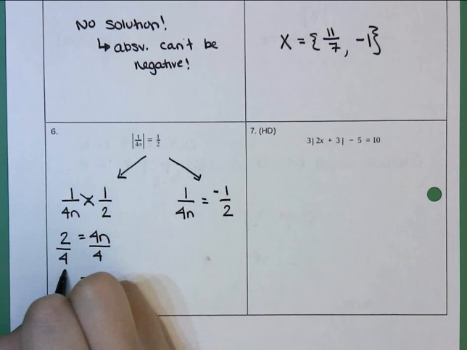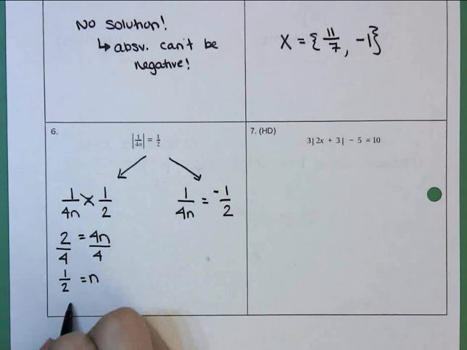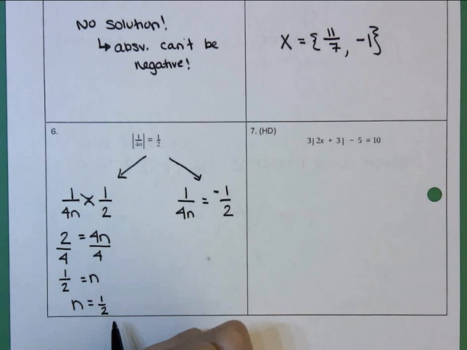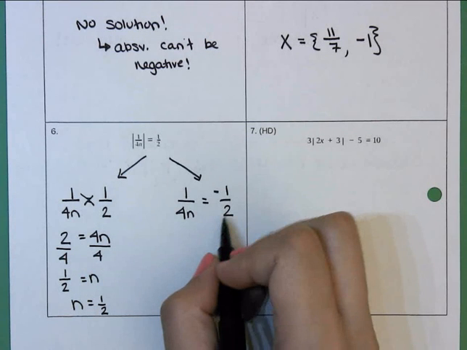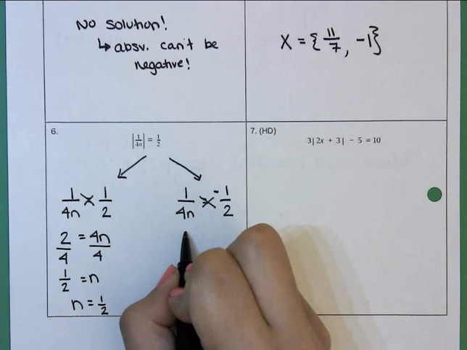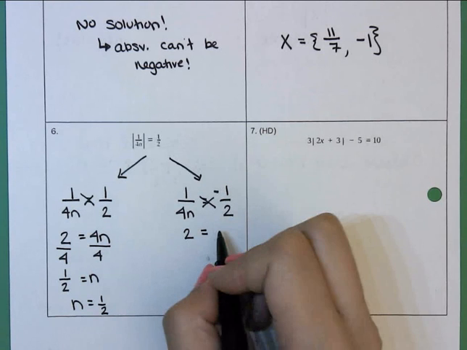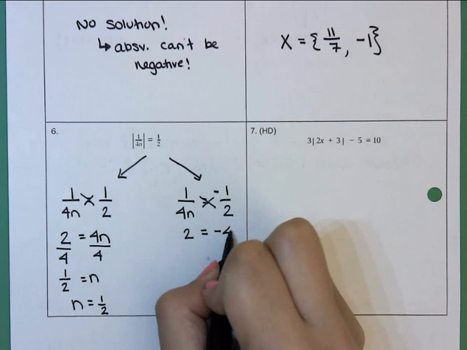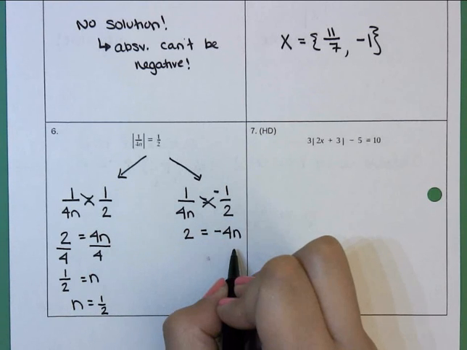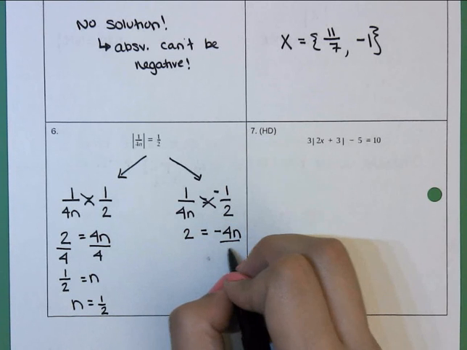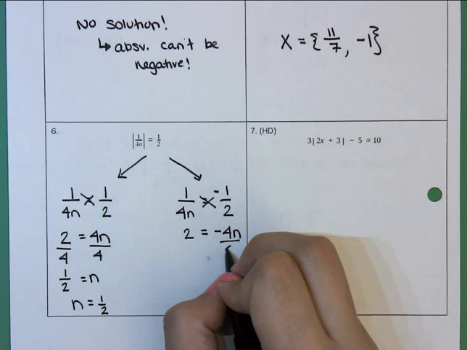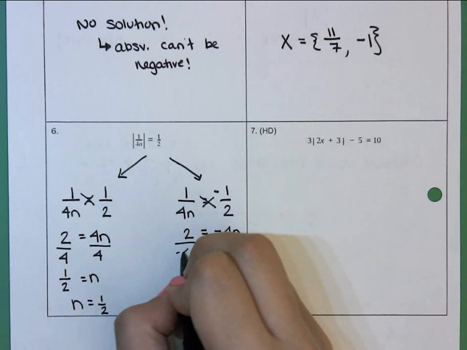And over here, again, we're going to cross multiply, so we'd have 2 equals negative 4n. And again, we're going to divide both sides by negative 4, and I'd have n equals negative 1/2. Which means n is going to be both 1/2 and negative 1/2.